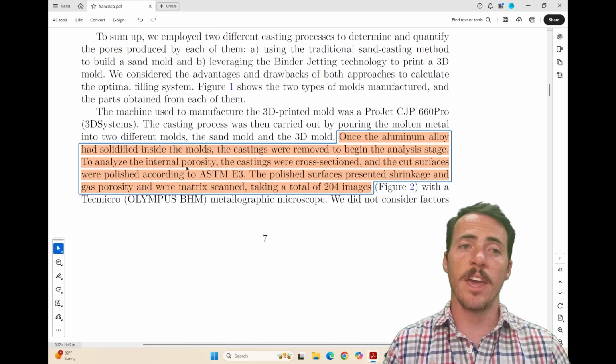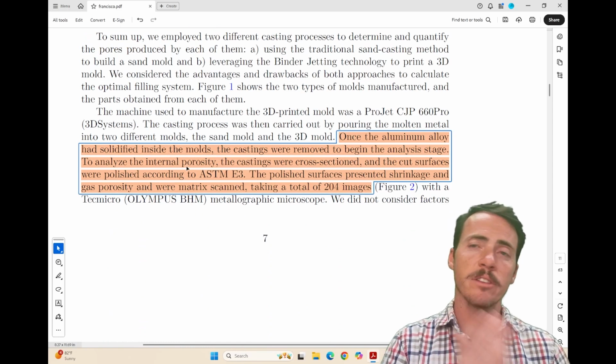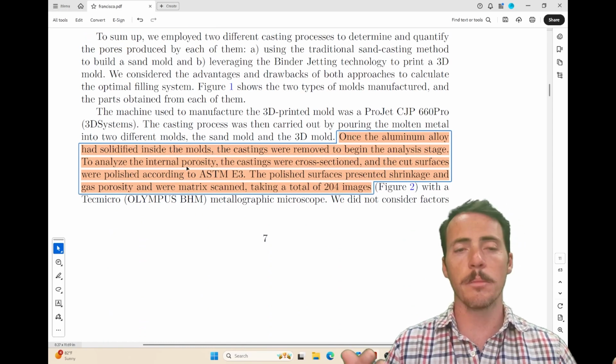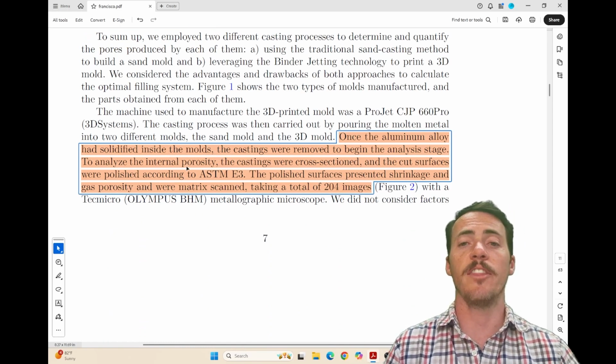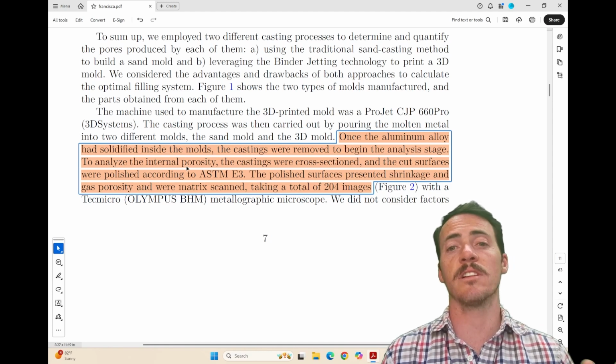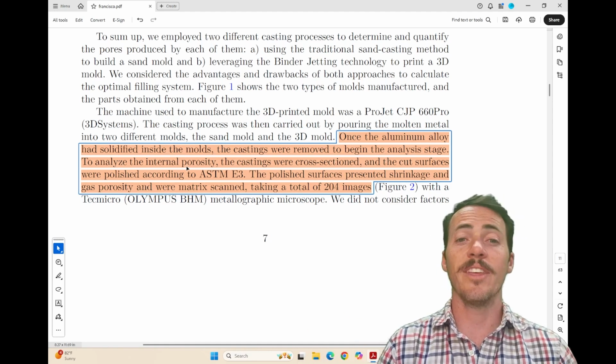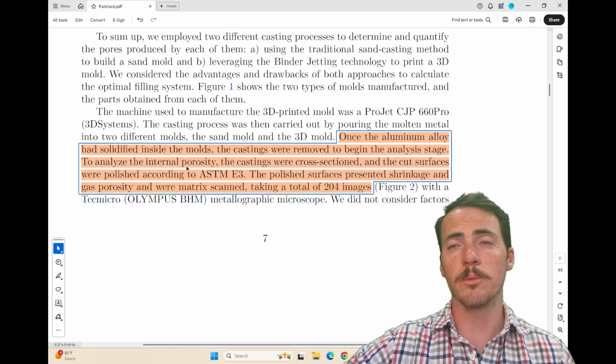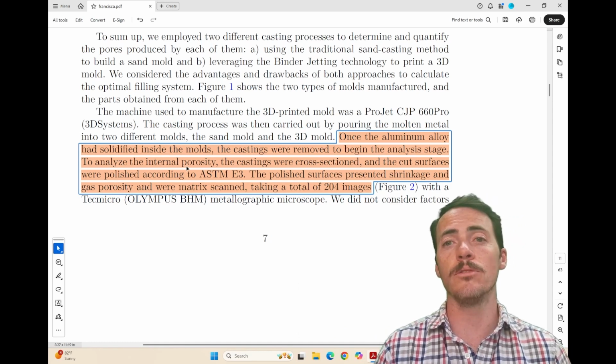Ultimately, though, once they had the part, they had to take it out, cross-section it, cut surfaces, polish them according to ASTM E3, and then they were able to analyze those surfaces to collect images for the model. They collected 204 images, which they're going to use to fine-tune YOLO v3.